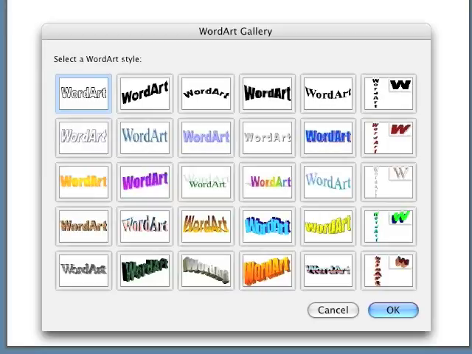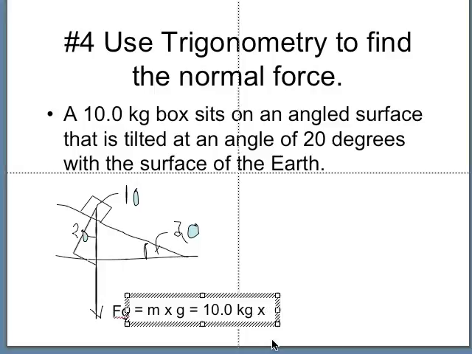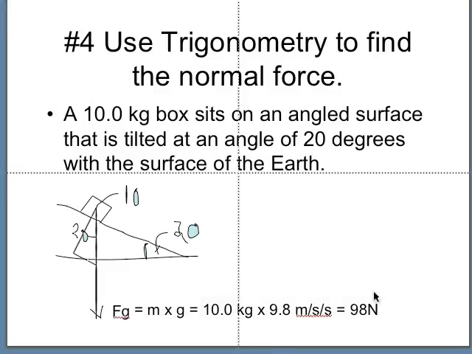Okay, so since we know force of gravity is equal to the mass multiplied by the acceleration of gravity, that's going to be, the mass is 10.0 kilograms times the acceleration of gravity of 9.8 meters per second squared, which will give us a force of gravity of 98 newtons. So we know the force of gravity, or the hypotenuse of our triangle, is 98.